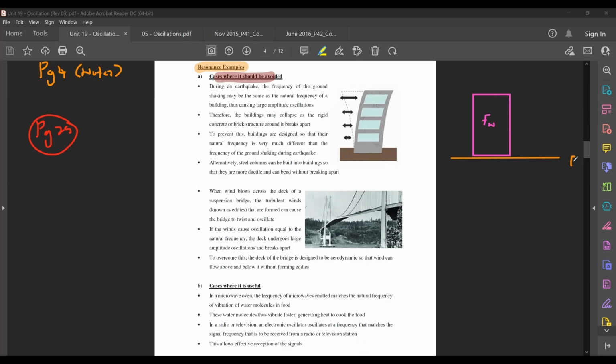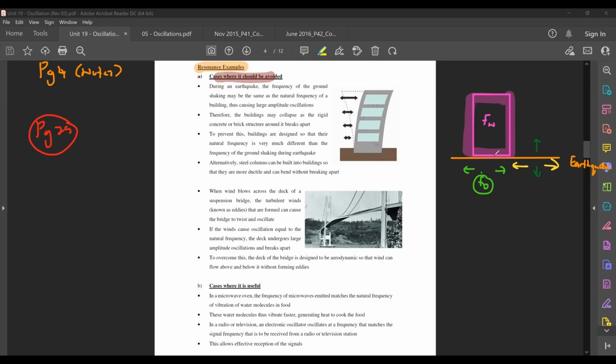But when you have an earthquake, you know that the ground shakes. It could be shaking up and down, or left and right. It is actually oscillating. If the ground is shaking with a certain frequency, it's causing some sort of driving frequency onto your building. But the building itself has its own natural frequency.